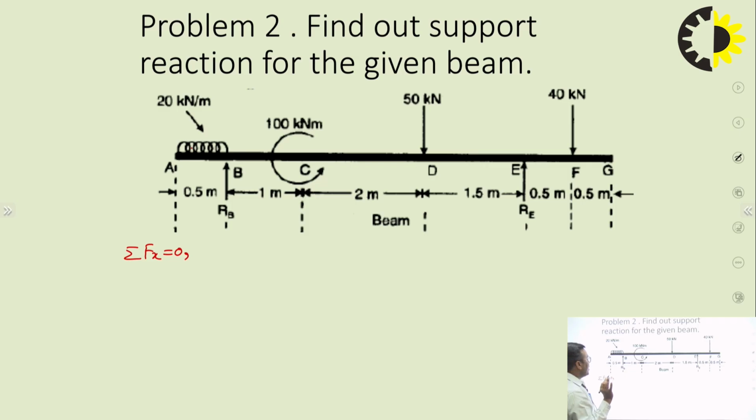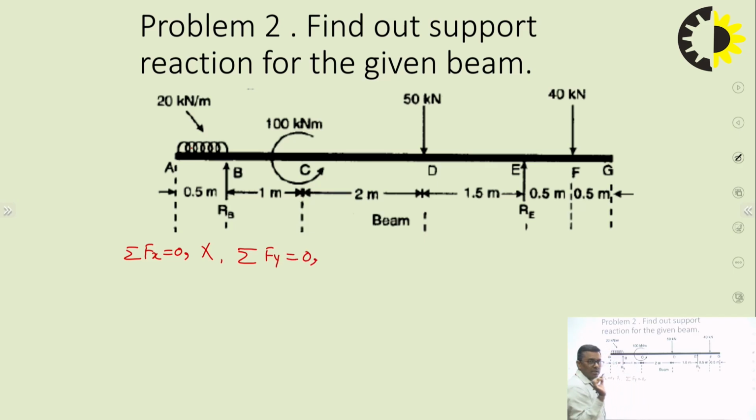Is there any application of this type of equation? I am not observing any horizontal or inclined force in the diagram, so I will hold this equation for now. There is no need of writing this equation. If we find any horizontal or inclined force in the system, then definitely we will use this. So I will start with the second equation of equilibrium, sigma Fy equal to 0.